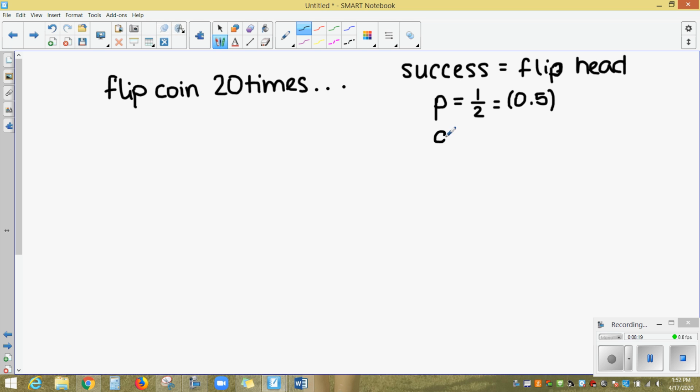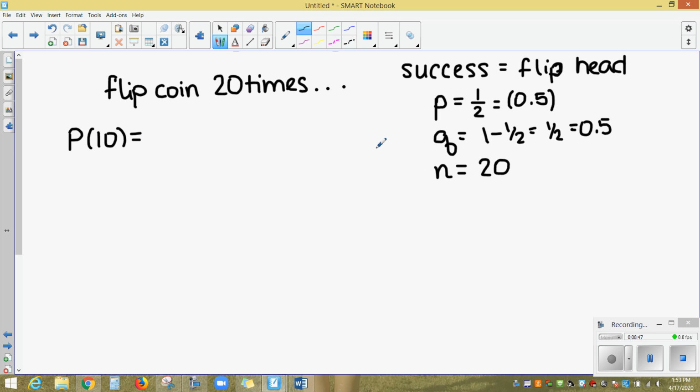If the probability of success is 1/2, the probability of failing is 1 minus 1/2, which is also 1/2, or 0.5. The number of trials in my experiment is 20. And maybe the question I'm asked is, what's the probability that I flip exactly 10 heads? I know in a perfect world, if I throw that coin up 20 times into the air, it's going to land on 10 heads and 10 tails.